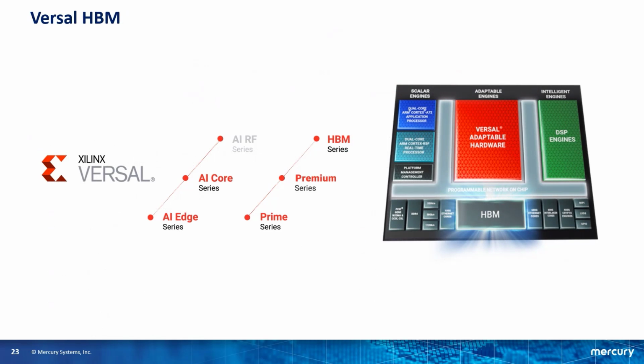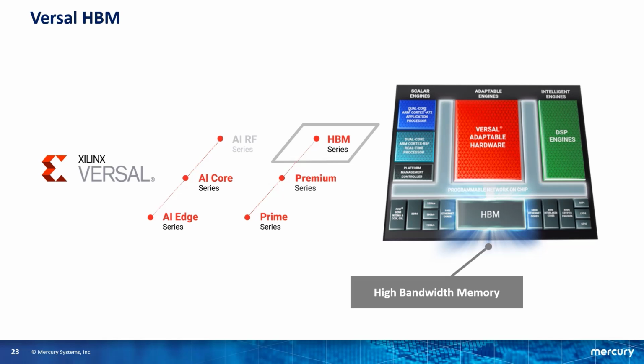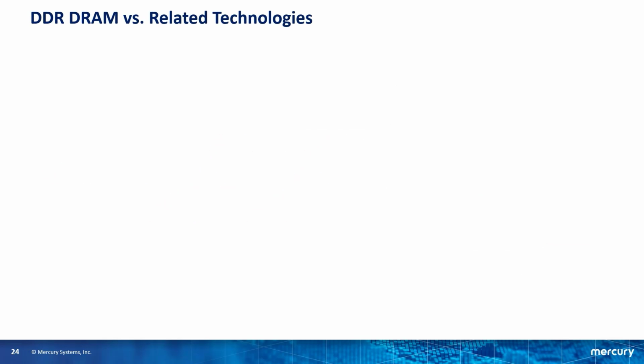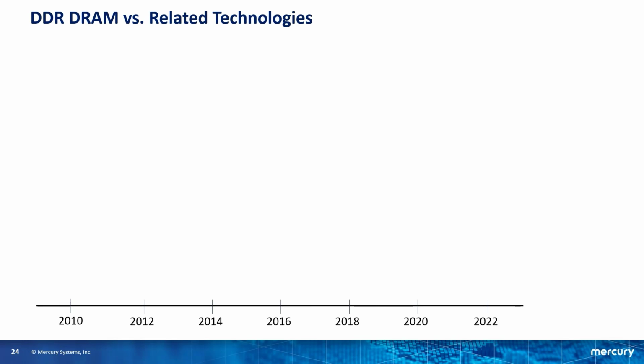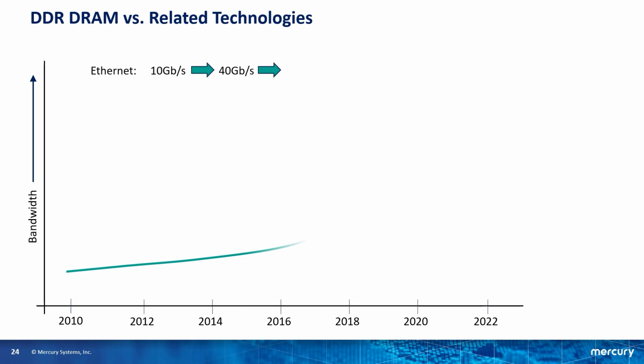Another interesting technology used in system-on-chip is high bandwidth memory. The Versal HBM ACAP features this memory. One way to appreciate HBM is to look at how DDR DRAM matches current technologies. Here I'm plotting the data bandwidths of popular technologies over the past 12 years. Starting with Ethernet, 12 years ago we were at 10 gigabits per second. Then we saw a move to 40 gig. Today we're at 100 gig, and we're quickly moving to 400 gig.